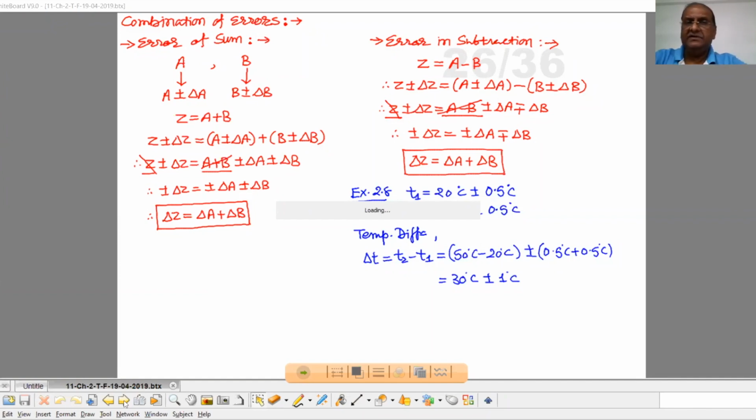Then after, error of a product or a quotient. Okay, means error in multiplication or division.